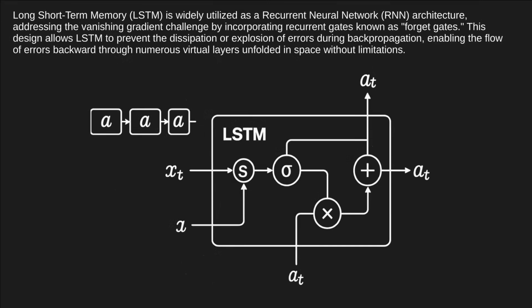Long short-term memory, LSTM, is widely utilized as a recurrent neural network, RNN, architecture, addressing the vanishing gradient challenge by incorporating recurrent gates known as forget gates. This design allows LSTM to prevent the dissipation or explosion of errors during backpropagation, enabling the flow of errors backward through numerous virtual layers unfolded in space without limitations.